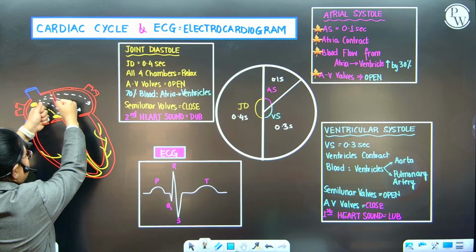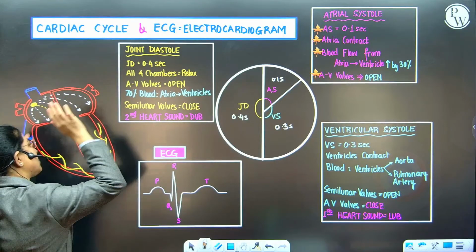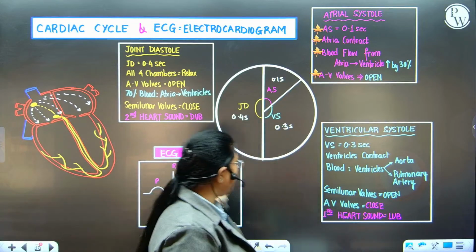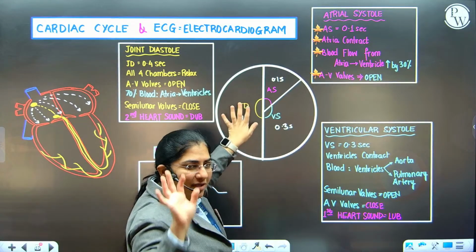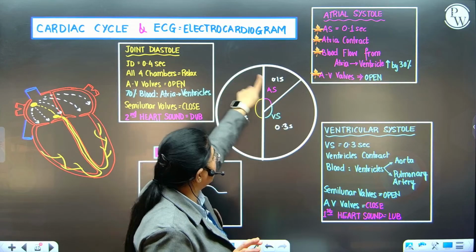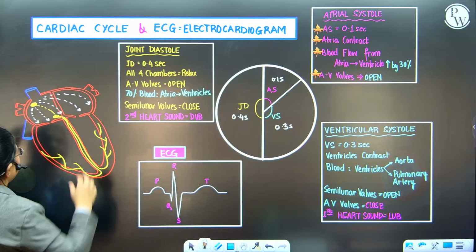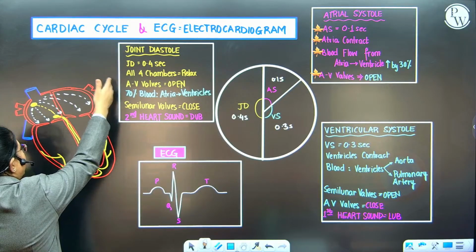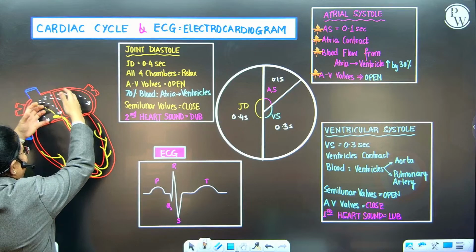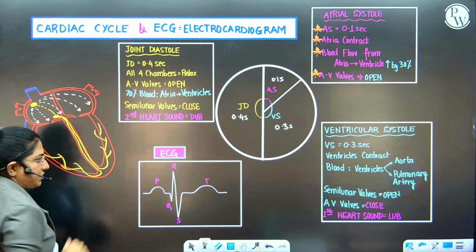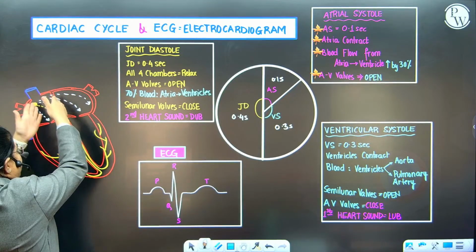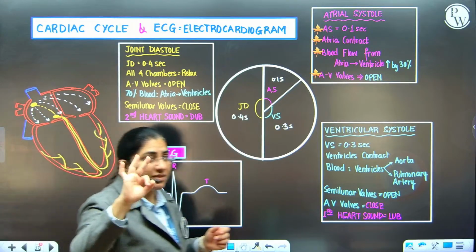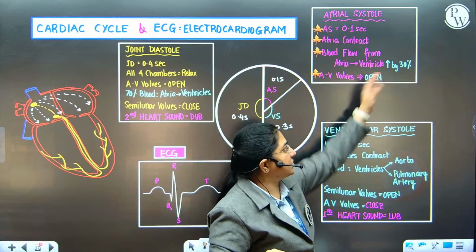When the atria are contracting, the AV valves are already open. Now you will ask, how did they open? We'll talk about it when we talk about joint diastole. Be a little patient for some time. We come here and then go back again to atrial systole, okay? So when the atria contract, the AV valves are already open, the semilunar valves are closed, and the blood goes from the atria to the ventricles. The amount of blood that flows from the atria to the ventricles is increased by 30% during atrial systole.